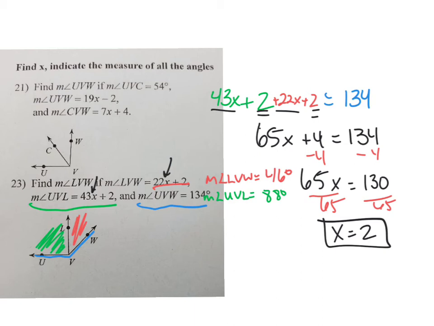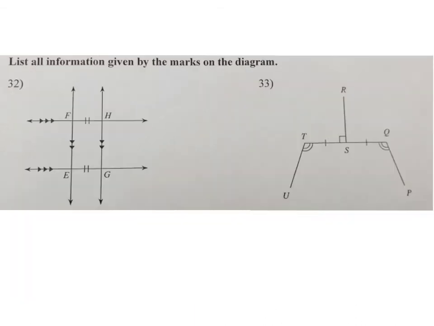Now I know that the blue piece already is UVW. And this is just kind of how I check my work. So does 46 and 88 give me 134? It does. And that's what it was supposed to give me. See how that works, and that's it.